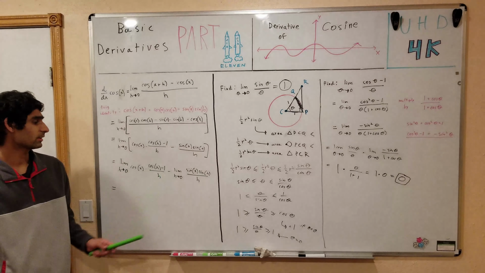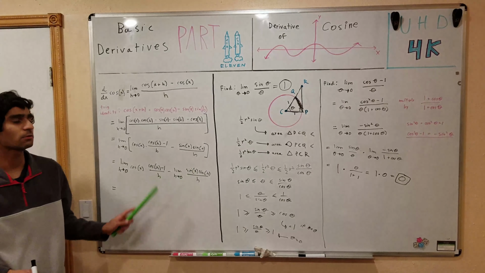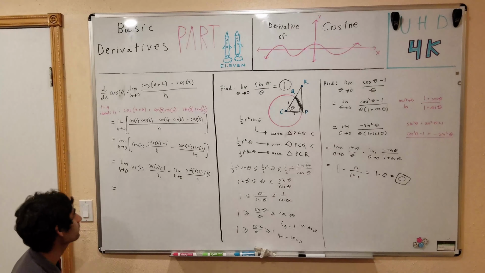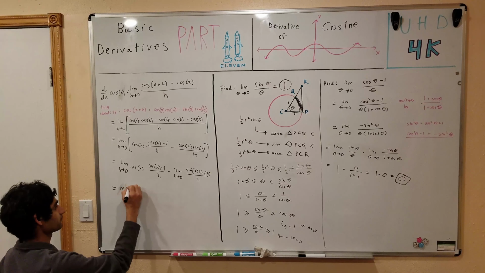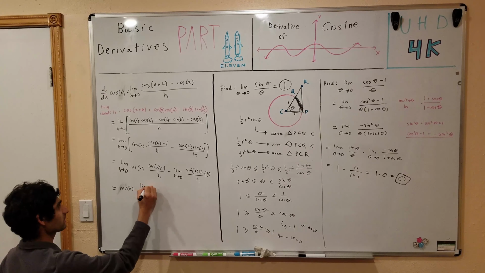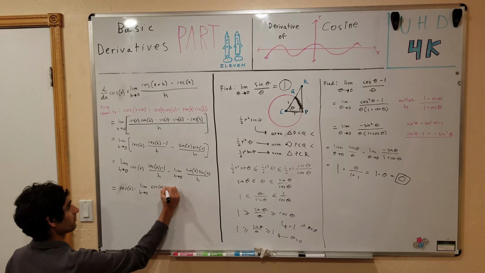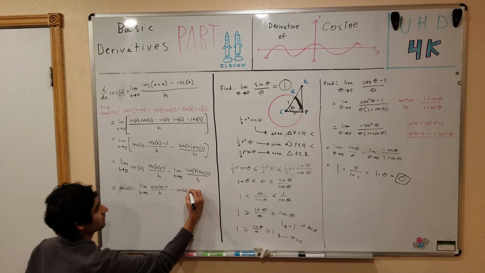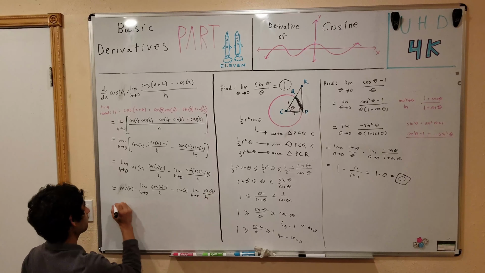So where do we go from here? We can actually take this cosine of x and this sine of x out of the respective limit expressions, because neither of them actually contain the variable h. So let's go ahead and do that. We get cosine of x times the limit as h goes to 0 of (cosine of h minus 1) over h, minus sine of x times the limit as h goes to 0 of sine of h over h.